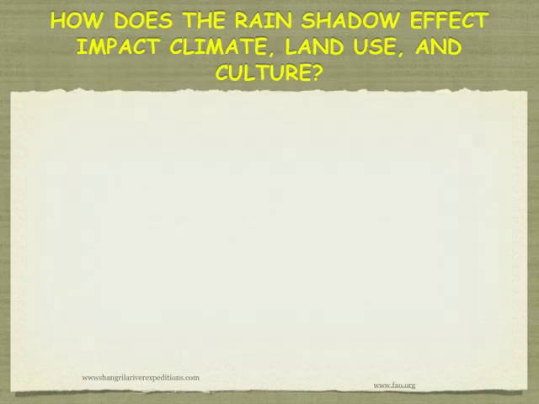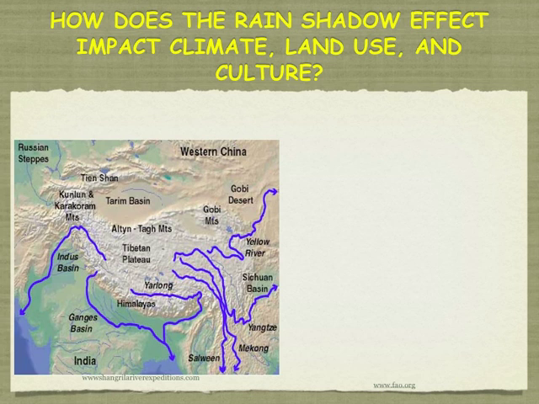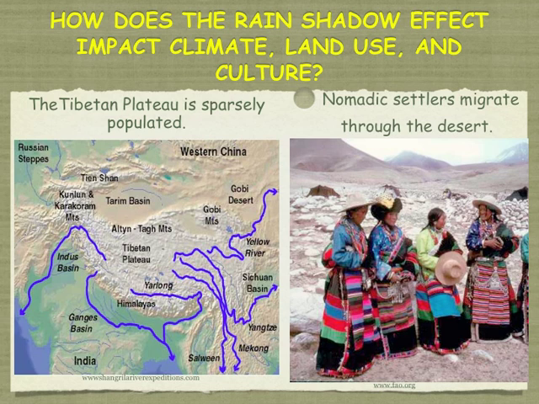As you can probably imagine, the rain shadow effect has a significant impact on both climate and culture in the areas we've discussed. The arid conditions in the Tibetan Plateau and Gobi Desert cause the region to be sparsely populated. The region is home to a large nomadic population. Many people who live within the Tibetan Plateau and Gobi Desert often move in search of adequate food and water to sustain their lives.